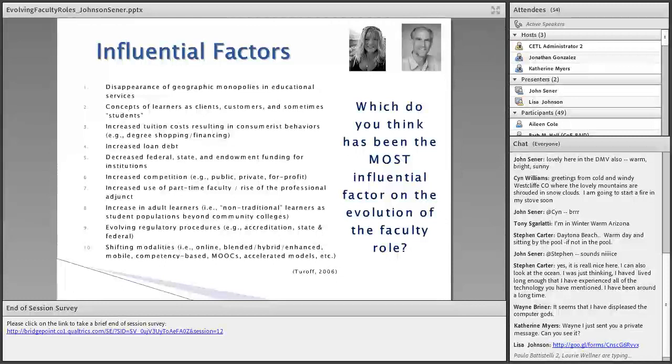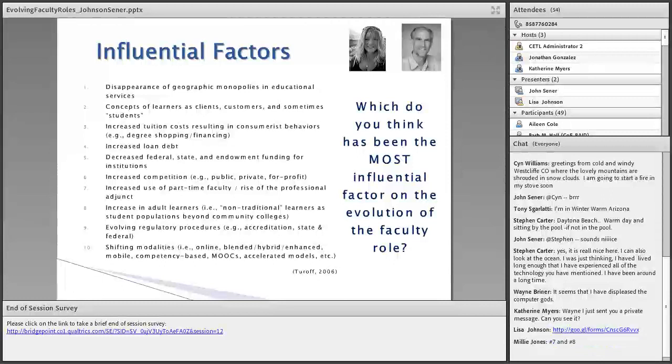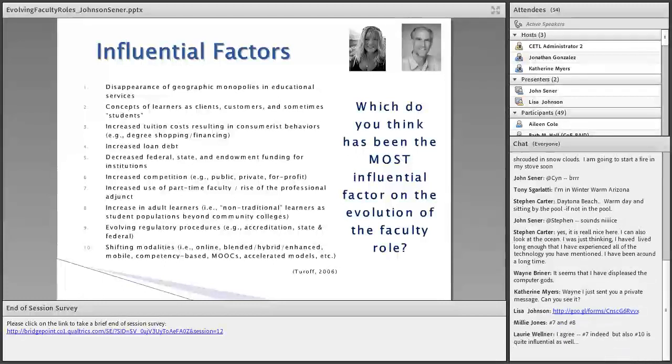While our participants are typing in the chat, John, what is your take on the most influential factor? Well, I was actually going to put mine in the chat, but it's a good question to ask. As I said the last time we did this, I think it changes for me every time I do it. But I'm going to go with number 7, especially in this context, number 7 and 10. I also like shifting modalities. I like the rise of the professional adjunct. I think it has been a big changer. I also like number 2 to some extent, especially in the context of a for-profit university like Ashford. And for some reason today I'm liking number 8, the increase in adult learners.